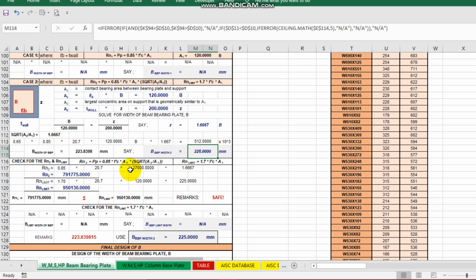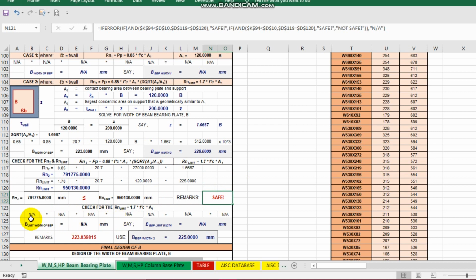So, for the RN limit, it is 0.85 F prime C A1 square root of A2 over A1. And then the RN limit is 1.7 F prime C times A1. It should not exceed the RN limit. The value of the RN limit is 950,000, and then RN2 is 791. Since it does not exceed the RN limit, meaning it is safe, so it is safe to use the B of 225.